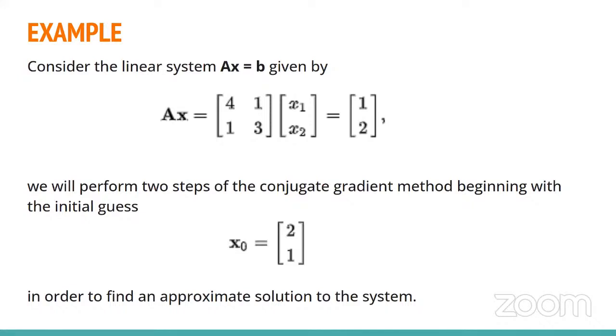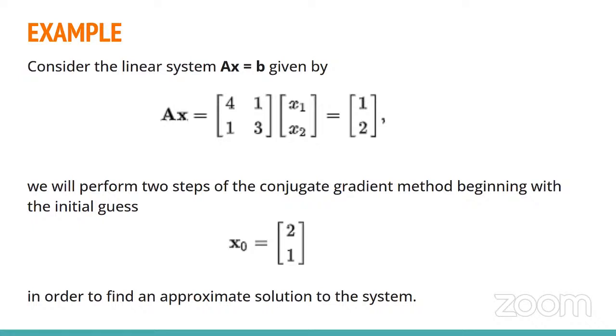So an example. Consider the linear system AX equals B. This is how it looks, where your matrix is 4, 1, 1, 3. This is your square matrix A. Then X is X1, X2, and B is your known vector 1, 2. We will perform 2 steps of the conjugate gradient method, beginning with the initial guess. There's always an initial guess to get your X naught.